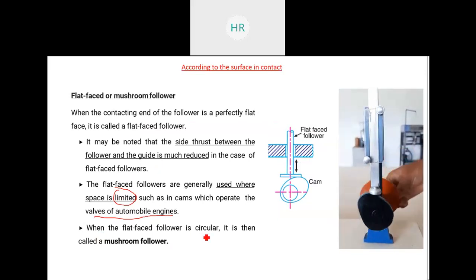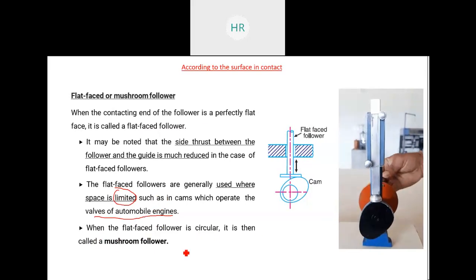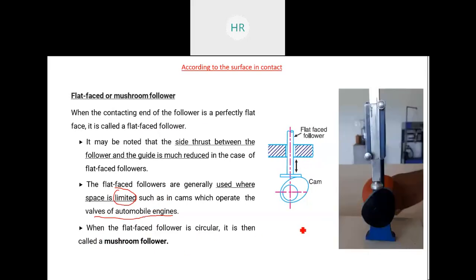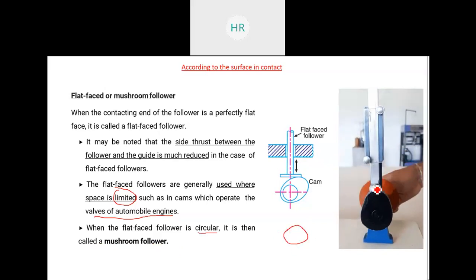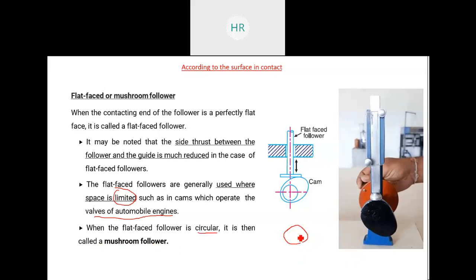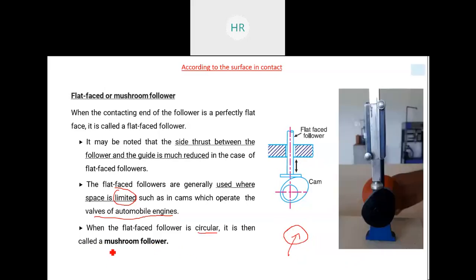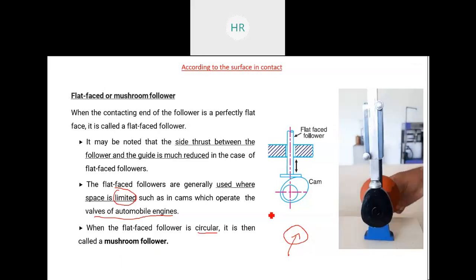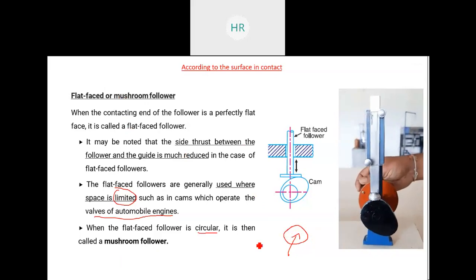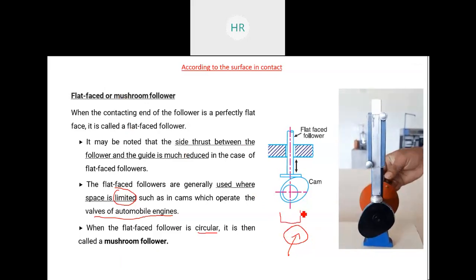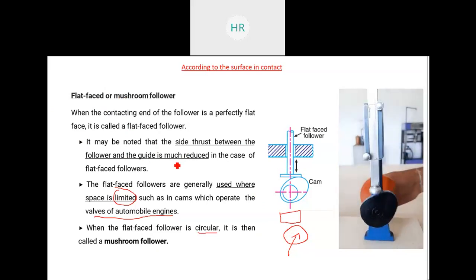When the flat face follower is circular, it is then called a mushroom follower. You can see in this figure, this one is circular. If you see this follower from the bottom, it will look like a circle. So at that time, it is called a mushroom follower. They are both the same, but only if the cross section is circular, then it is mushroom, and if it is a rectangle type, then it is flat face only.